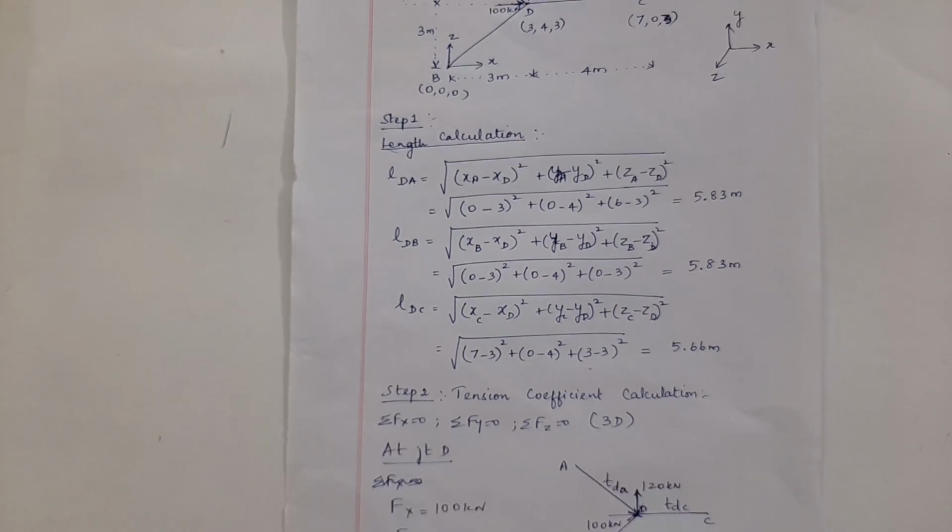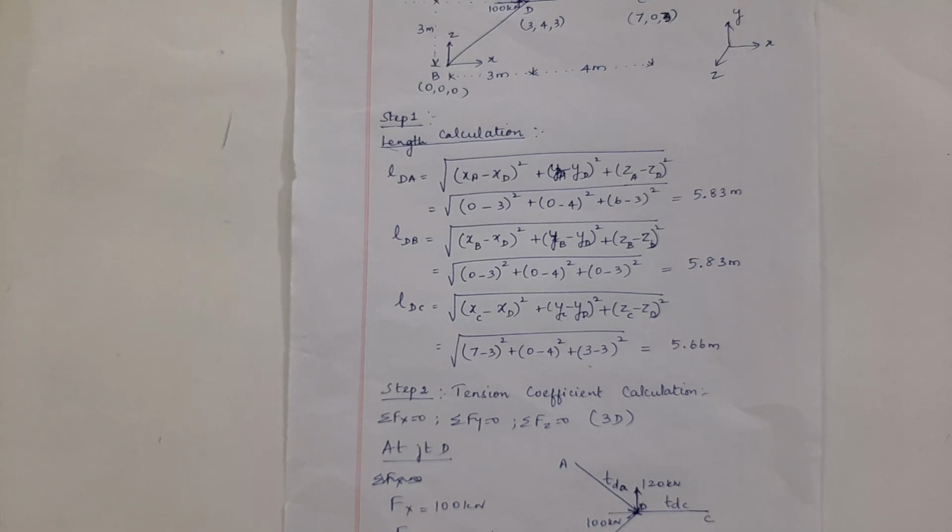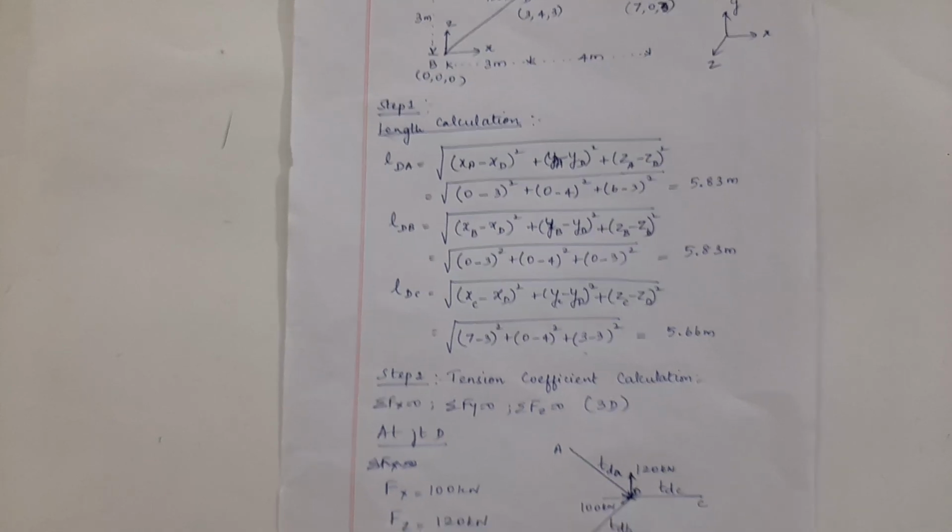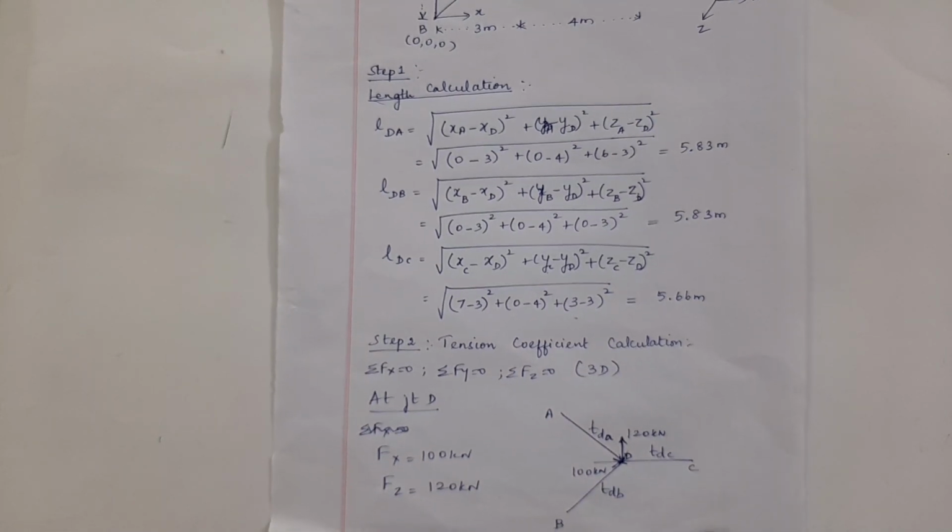So next, step 2, we need to determine the tension coefficient of each member. Here we make use of the three equilibrium equations, that is summation of all the x direction forces equal to 0, summation of all the y direction forces equal to 0, summation of all the z direction forces equal to 0. We have these three equations because now we are discussing three-dimensional structures. So let us consider a joint D. I have drawn a free body diagram.